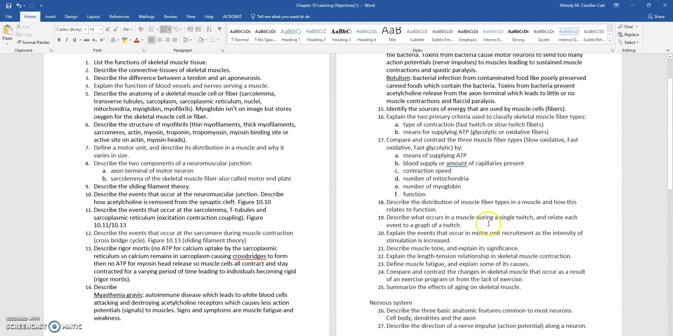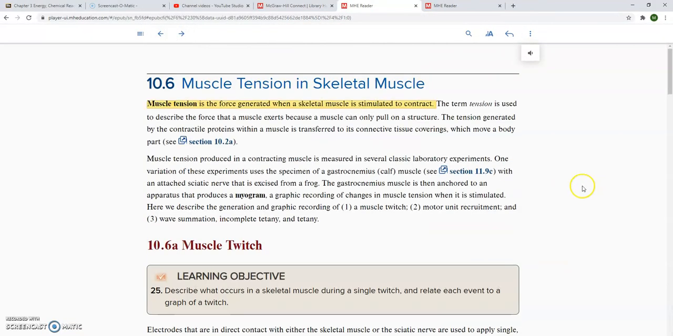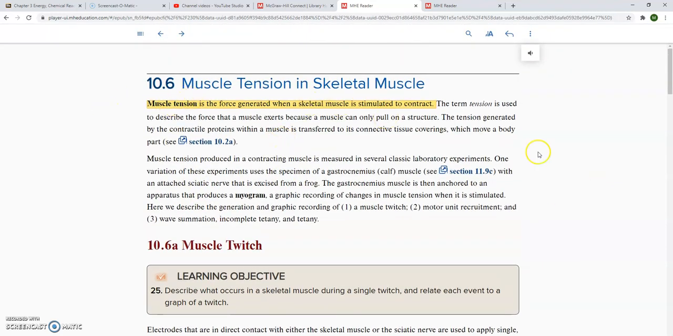We're going to see how that muscle tension varies after a muscle fiber is stimulated to contract. We have a little graph that shows what's going on. I think it's on the next page. Yeah, up here's the definition for muscle tension. Just realize muscle tension is the force generated when the muscle is stimulated to contract. It's going to generate tension, so it's going to pull on something.